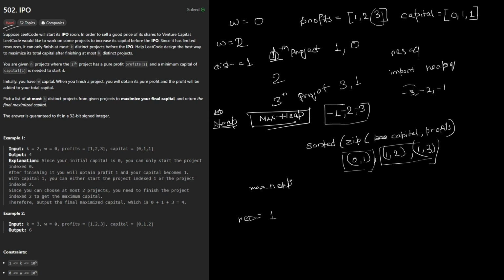So now my maxip is empty because I have already popped this element out. So I'm going to add both of them. And once I add them and pop it out, I'm going to get a value of -3. I can just make it positive and the result is going to be 4.